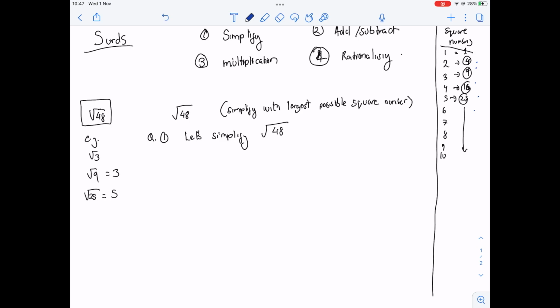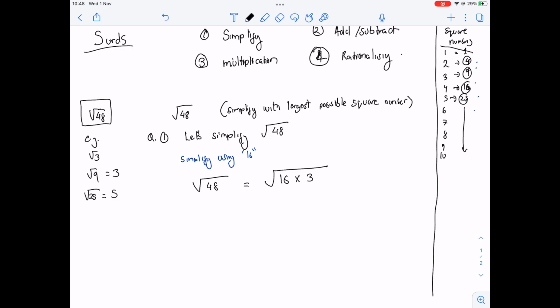Well, I know from experience, and you will learn too, 48 is an even number. So I start with 4. Nope. I then go to 16. Oh, yeah, 16 goes in there. 25 doesn't go into 48. And then 36 is getting way too big. So I'm going to simplify using 16. So what does that look like for us? Therefore, we know root 48 is going to equal the same thing as root of 16 times 3.